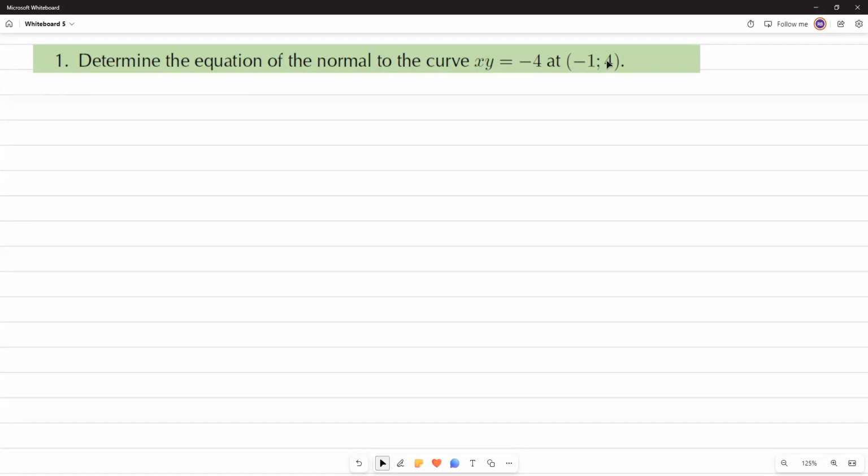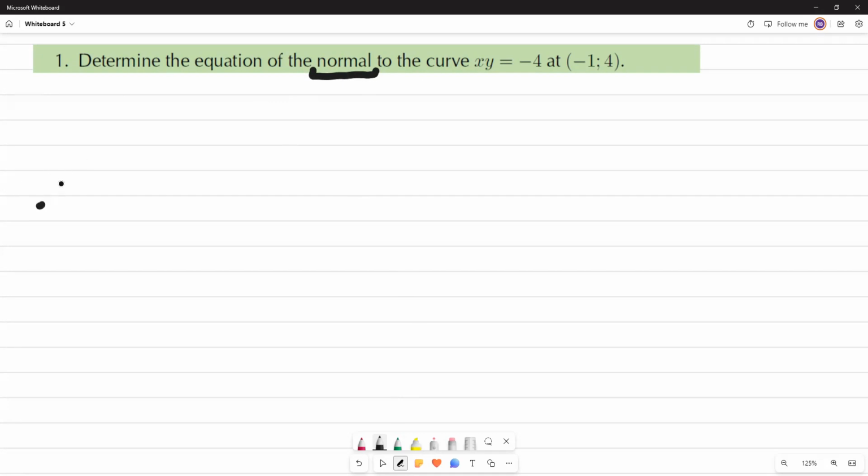In this part, they want us to determine the equation of the normal. They're no longer talking about the tangent now. They're talking about the normal. Ladies and gents, you need to know what a normal is. If you know the definition of a normal, then you are sorted. A normal is a line that is perpendicular to the tangent.